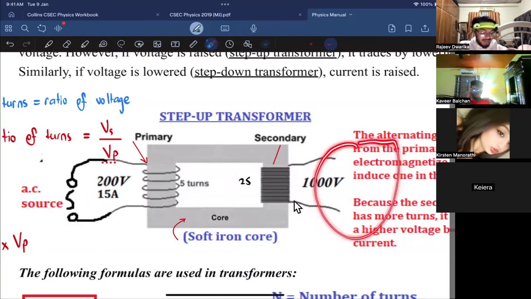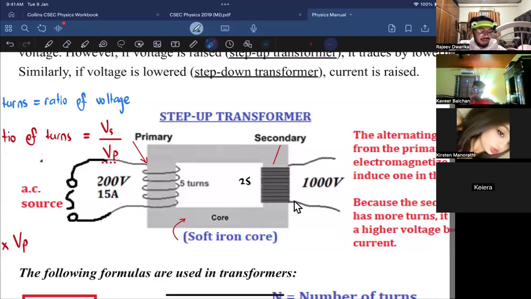So Kira, what is my input voltage? 200. What is my output voltage? 1,000. How much times bigger did it get? Like 5. 5 times bigger. So what I'm seeing is that relationship is also linked to the number of turns. If you have a rise in voltage, that means you had more turns.